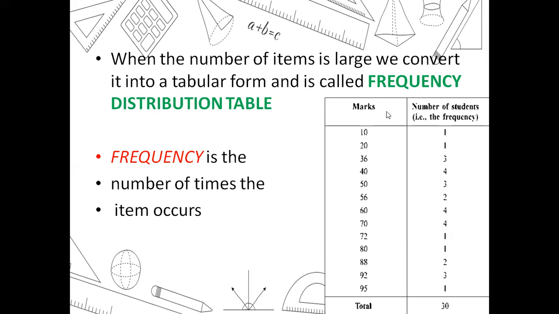It is called a frequency distribution table. And we'll see how many times 10 has come, and we write the frequency, meaning how many times it has occurred: once. 20, how many students have got it? Again 1. 36 was obtained by 3 students, 40 by 4 students. So here we have not made any group. We have just written the marks, whatever the students have got.